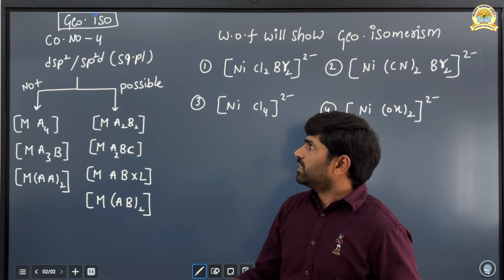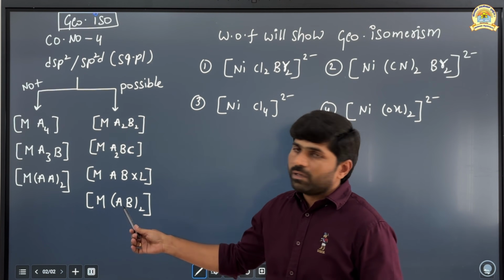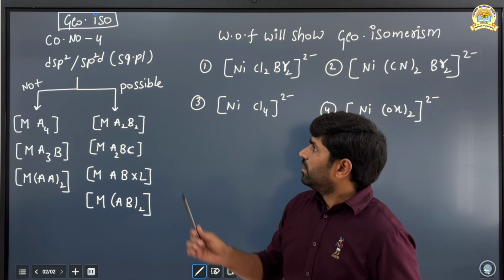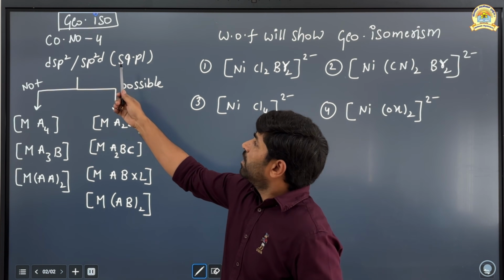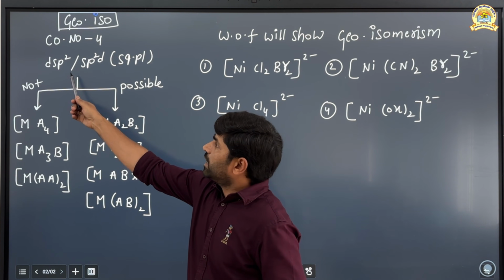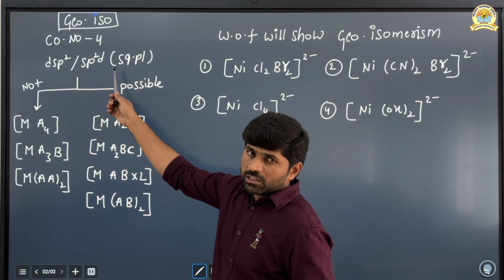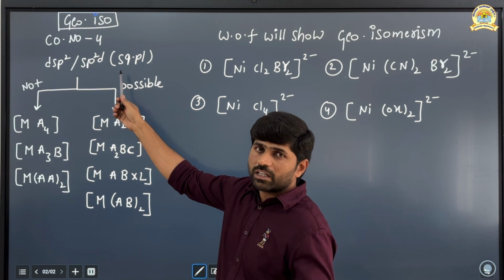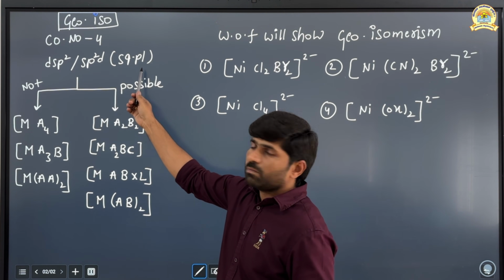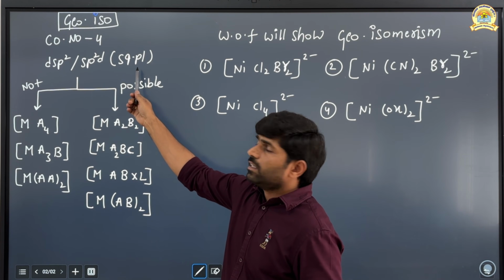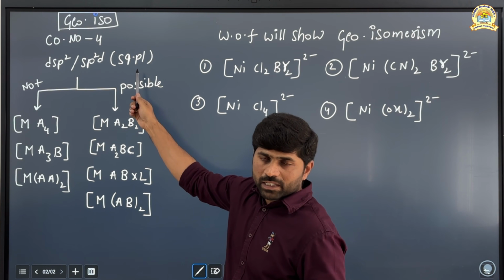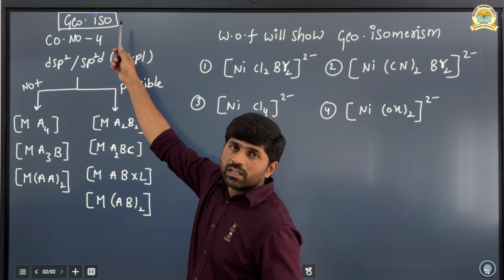Okay, let's come to this discussion then. By using this simple table, you can answer any objective questions in a shortcut way. Let's observe this. Geometrical isomerism with coordination number 4 requires dsp2 hybridization only. That means the complex must undergo dsp2 or sp2d hybridization only. Then which geometry does it exhibit? Square planar geometry. So coordination number 4, square planar complexes only show geometrical isomerism.